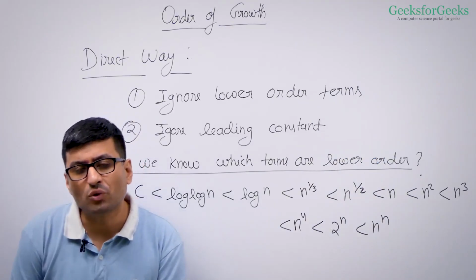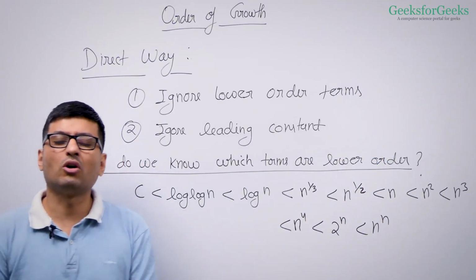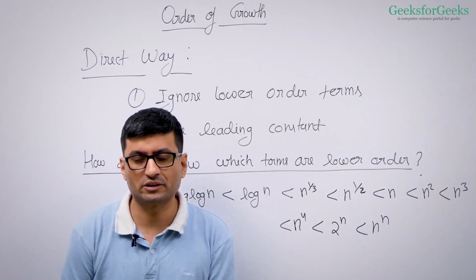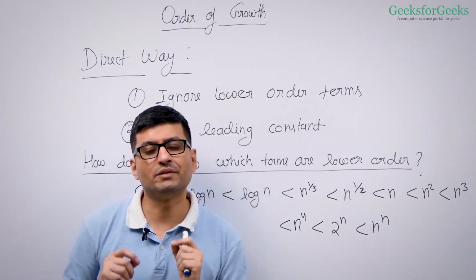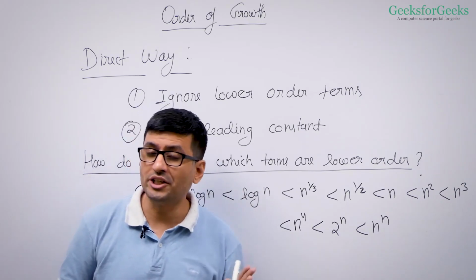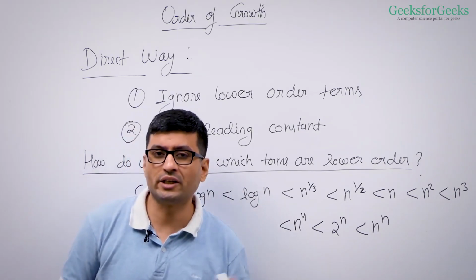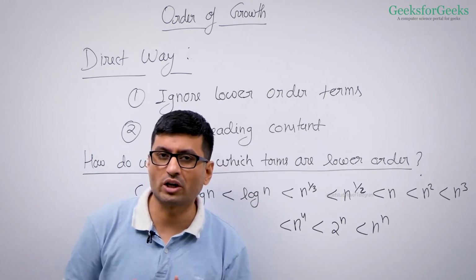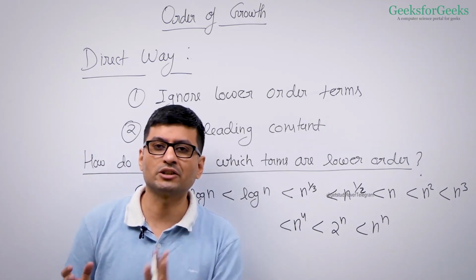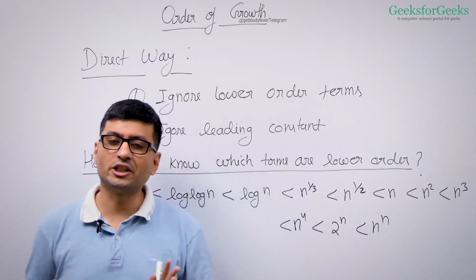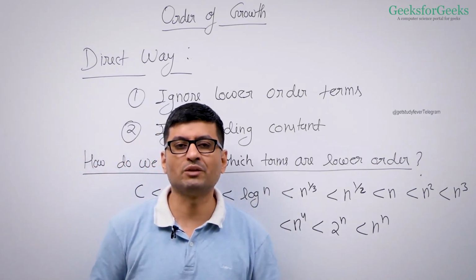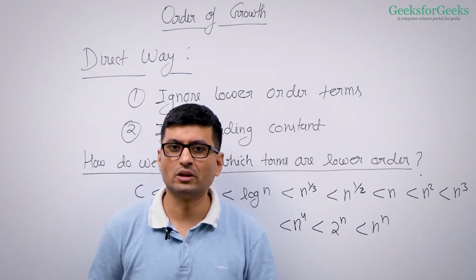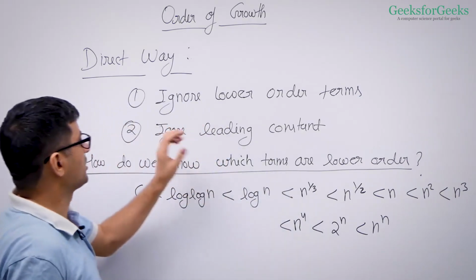There is a direct way to compare order of growth of two functions. In fact, there is a direct way to find out order of growth of any function. Under the conditions, when n tends to infinity, and we are talking about the first quadrant, n greater than or equal to 0, and that function is also positive, we can quickly find out order of growth of any function, and we can quickly compare these orders of growth. The idea is simple.